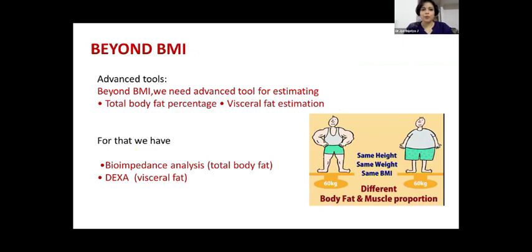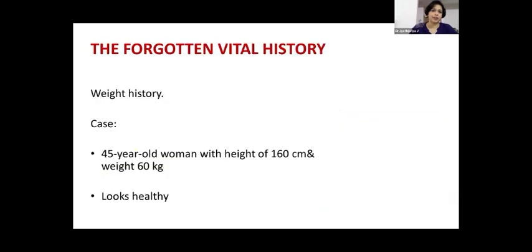So beyond BMI, we need advanced tools for estimating total body fat percentage and visceral fat estimation. For that we have bioimpedance analysis for estimating total body fat as well as DEXA for assessing the visceral fat. But there is something we always forget in the history, the forgotten vital history, the weight history.